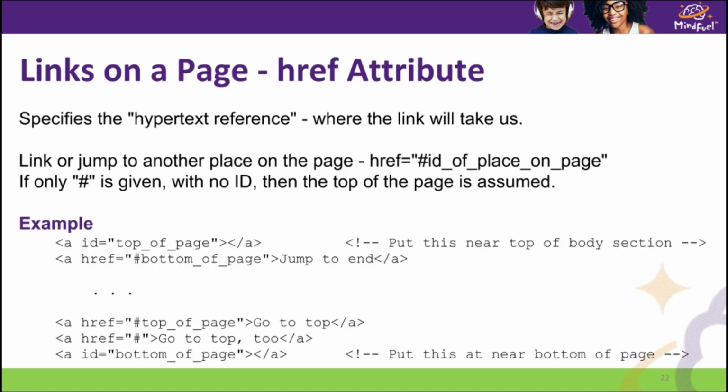The other important attribute is the hypertext reference, href. This declares the destination of the link, the place where we want to go to. For a place in this page, use the pound symbol or hashtag character. Read the example code carefully to understand how the lines are linked. Now let's try it.